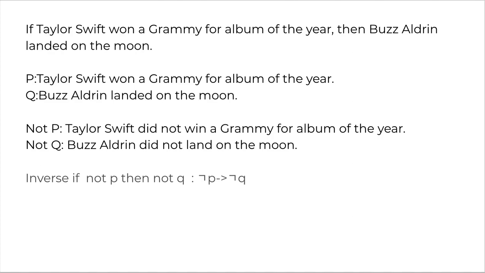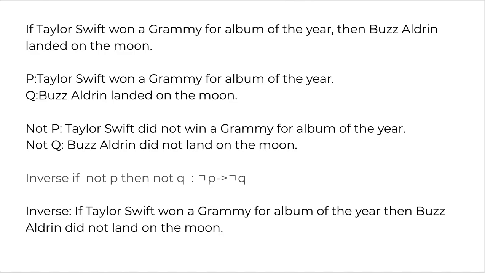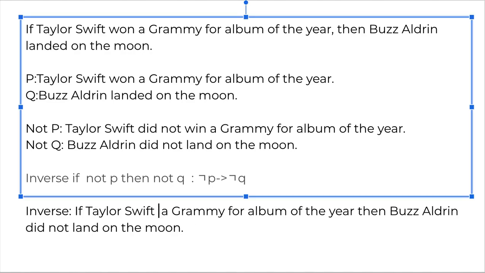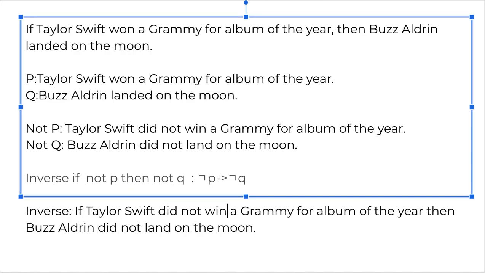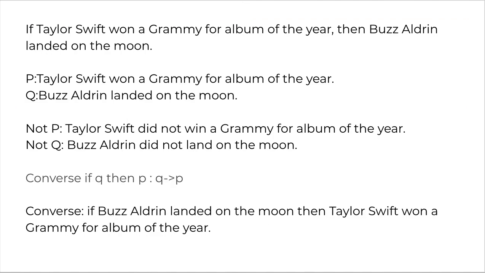Okay, so an inverse can just be written down as if Taylor Swift won a Grammy for Album of the Year, then Buzz Aldrin did not land on the moon. Oh, this is wrong actually. So this is supposed to be if Taylor Swift did not win a Grammy for the Album of the Year, then Buzz Aldrin did not land on the moon.